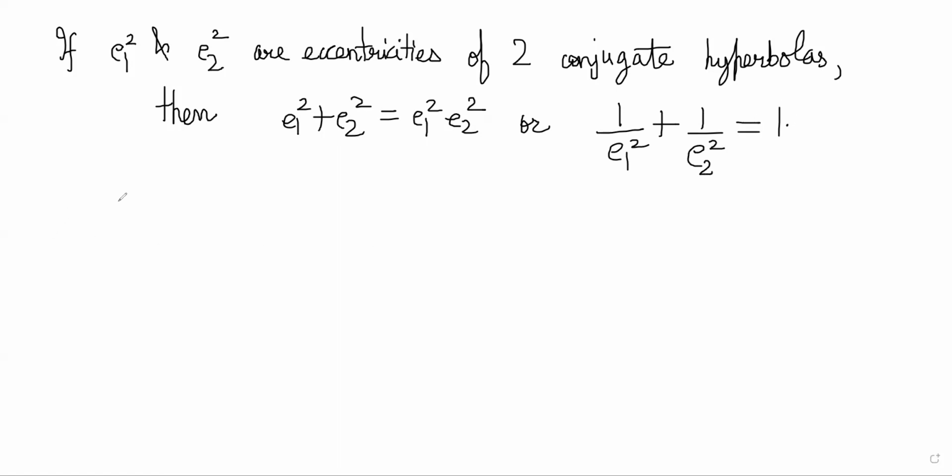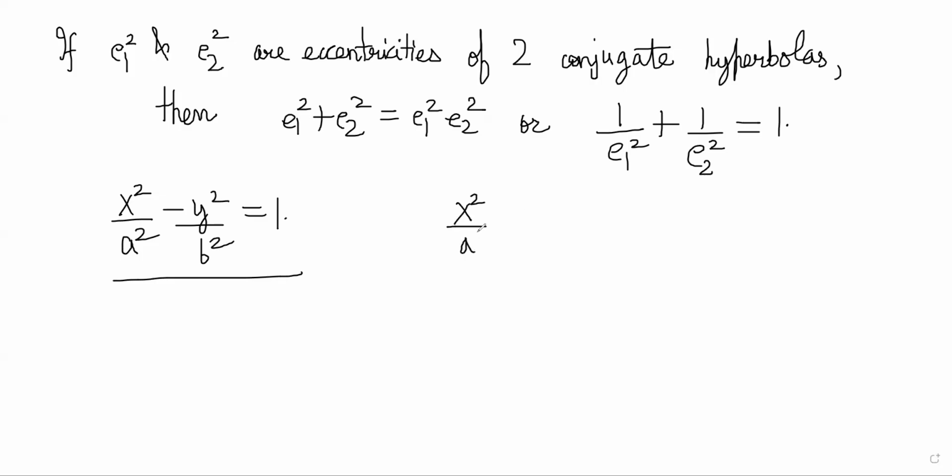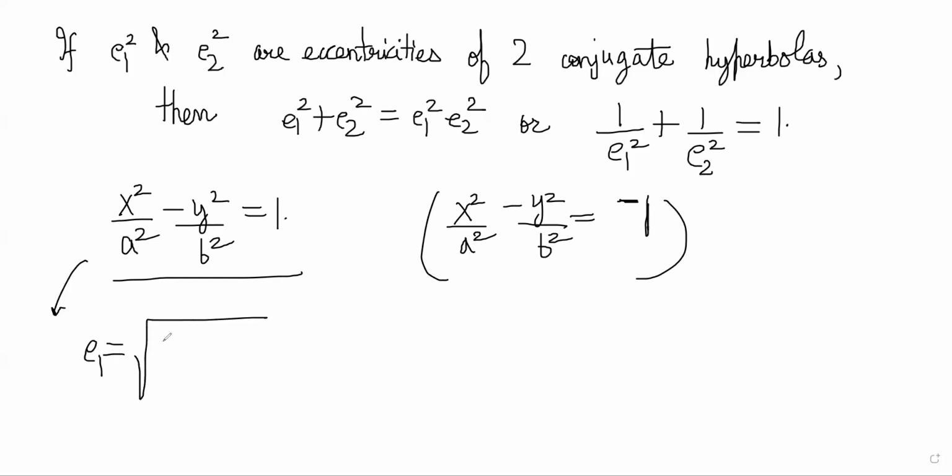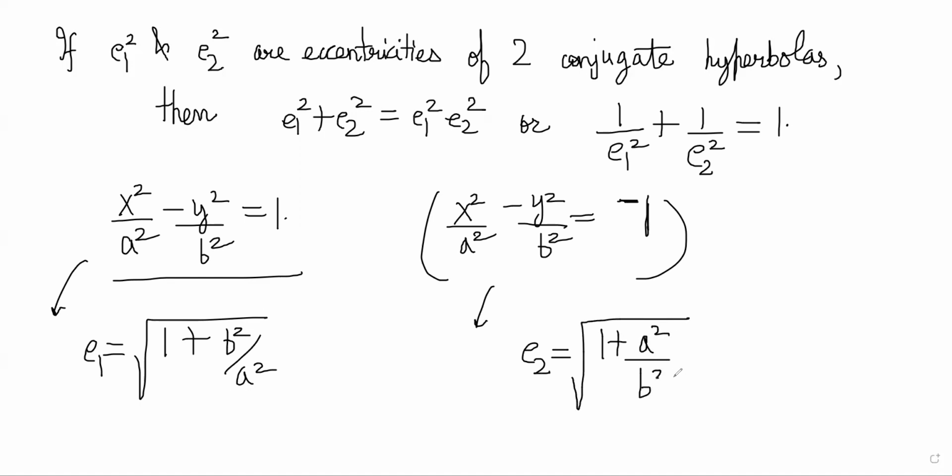So what does the question mean? So let's say two hyperbolas that are conjugates of each other. This is my standard hyperbola, and the conjugate would be x square by a square minus y square by b square is equal to -1, right? This is my conjugate hyperbola. So what is the eccentricity here? If you call the eccentricity of this one as E1, this is root over 1 plus b square by a square. And if you call the eccentricity E2 for this one, this is root over 1 plus a square by b square, right?